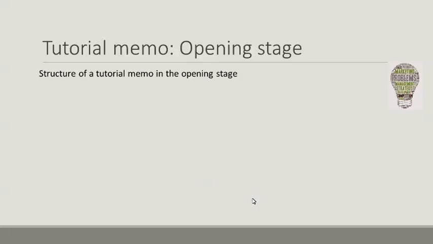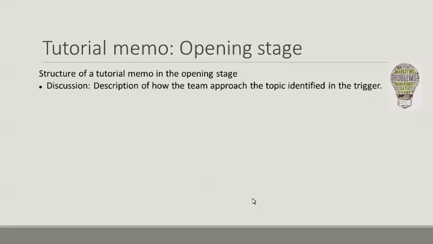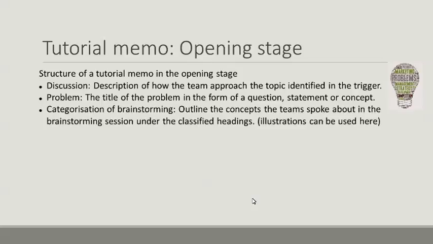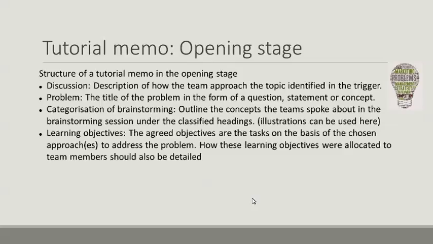In the opening stage, the tutorial memo should include the discussion. This is a description of how the team approached the topic identified in the trigger. It should include the problem, the title of the problem in the form of a question, statement, or concept. The categorization of brainstorming. This outlines the concepts the team spoke about in the brainstorming session under the classified headings. Illustrations can be used here. Learning objectives. The agreed objectives are the tasks on the basis of the chosen approaches to address the problem. How these learning objectives were allocated to team members should also be detailed.